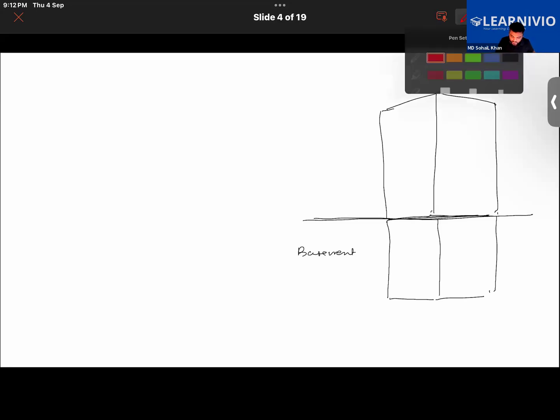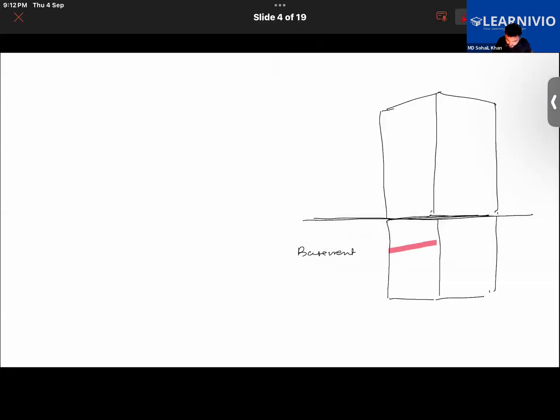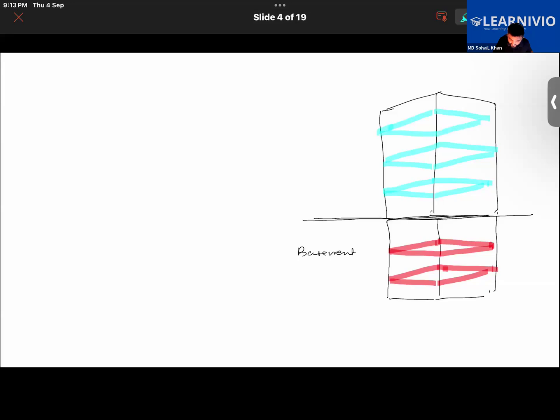So let's say we have 2 floors here, that is in the ground. Let's say that there are 3 floors in the building and two floors in the basement. I mean to say that under the ground there are 2 floors. So in total, this building has 5 floors.